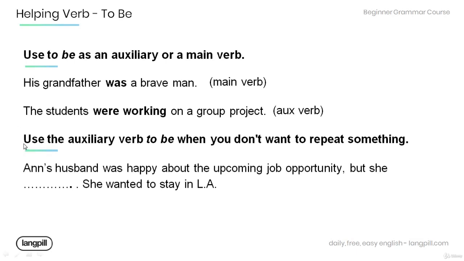Also remember that we use the auxiliary verb to be when you don't want to repeat something. Read the following sentence and fill in the blank using the appropriate form of the helping verb. Anna's husband was happy about the upcoming job opportunity, but she wanted to stay in LA. Anna's husband was happy about the upcoming job opportunity, but she wasn't. She wanted to stay in LA.